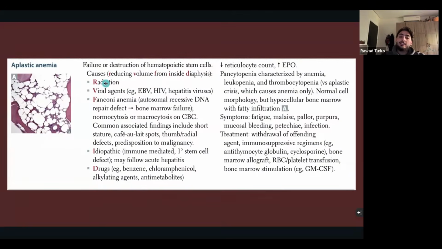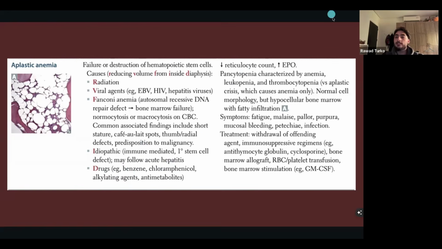So again, aplastic anemia is a failure or destruction of hematopoietic stem cells. There's a lot of different causes. So radiation, viral agents. I want you guys to focus on hepatitis viruses, as those can pretty commonly cause aplastic anemia. Fanconi anemia, which we're going to talk about in a minute. Idiopathic causes that may be primary, and these mean that they're autoimmune causes. And then drugs that can cause aplastic anemia include things like chloramphenicol, right? Things like anti-epileptics like carbamazepine and phenytoin can cause aplastic anemia, all these things.